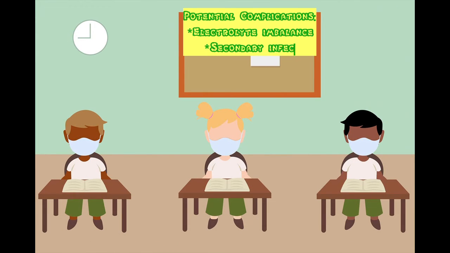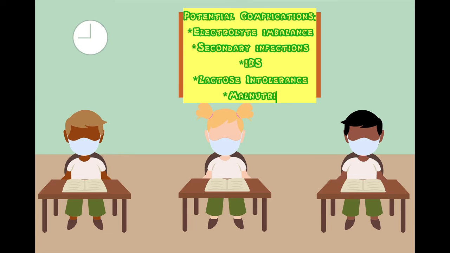So what are potential complications after or during a gastroenteritis infection? Serious complications may include electrolyte imbalances. This is a side effect of dehydration. Electrolyte imbalances can lead to hospitalizations, so it may be a good idea to provide your child with Pedialyte or sports drinks such as Powerade or Gatorade.